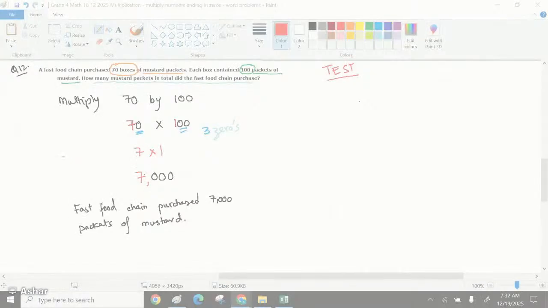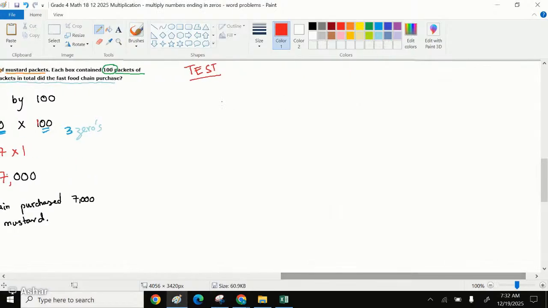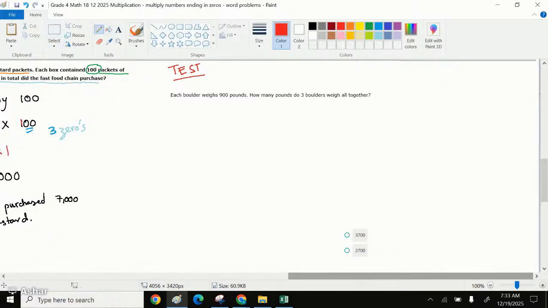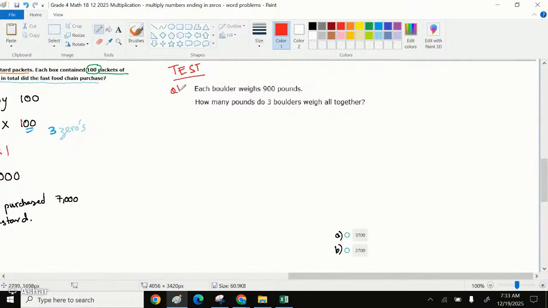Okay, can you help me out with the first question? I'll just copy it and then we'll try to find the answers. We'll say that this is option A and option B. Let's increase the size. The first question from the test is: each boulder weighs 900 pounds. How many pounds do 3 boulders weigh? So we need to find the total weight.